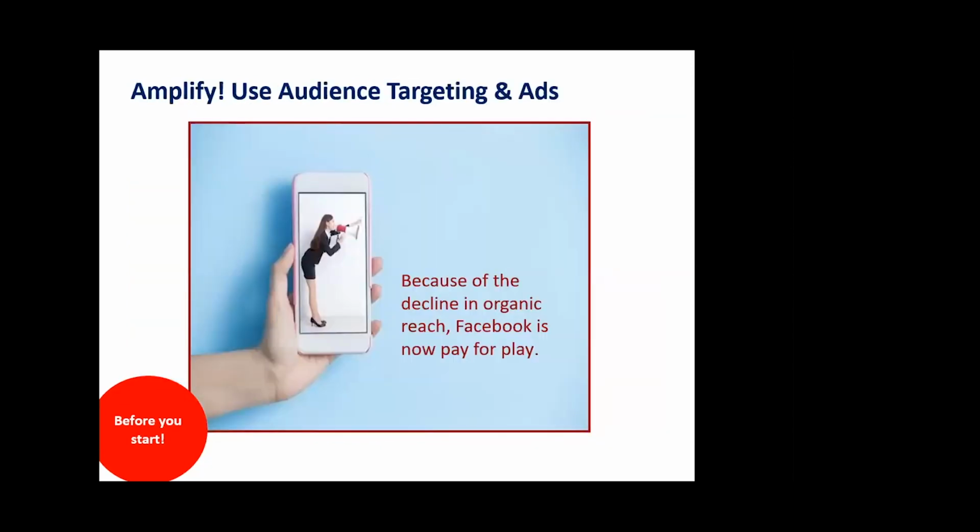Again, amplify, using audience targeting and ads. So again, if you look at Facebook, organic reach has decreased to such an extent on Facebook that now really Facebook is a pay-for-play platform. In other words, you're not really going to get a return on your investment from Facebook unless you're spending some money on Facebook ads. So typically what you want to do is create good content that is relevant to a particular audience, and then amplify or promote that content to that specific audience, and that's how you're going to be effective on there.